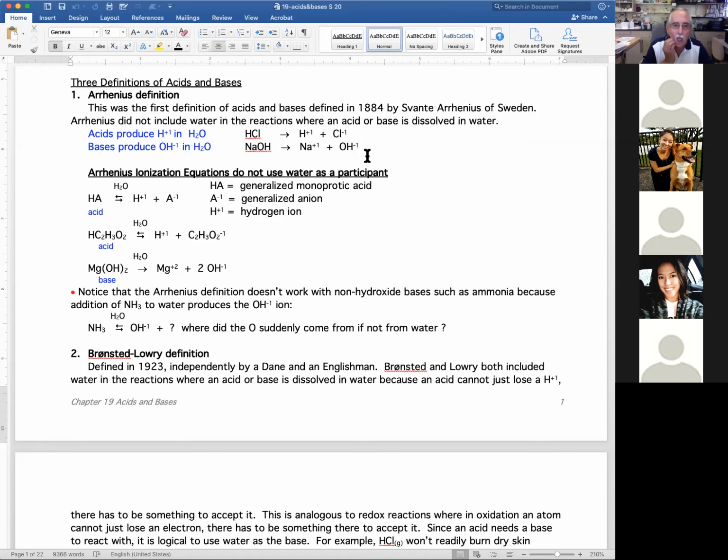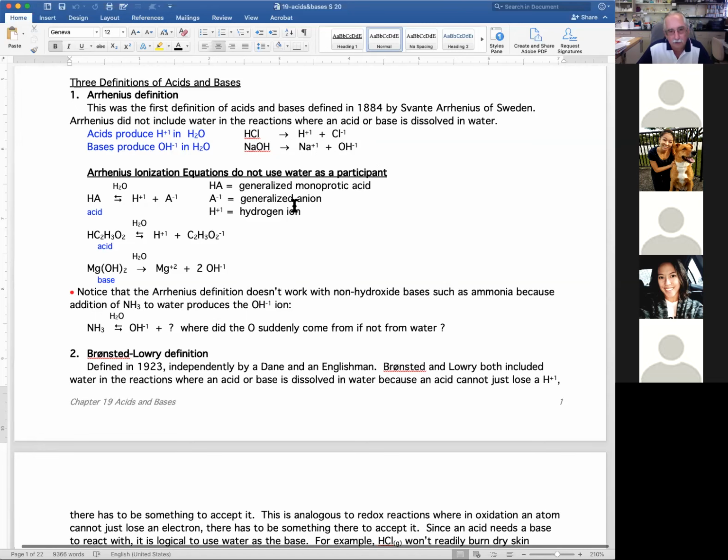And so, Arrhenius ionization, because you go from molecular to ions, we call it ionization. He didn't use water as a participant. So here's some reactions. Here's the generalized form of an acid, the generalized form of the base that it produces. And here's acetic acid, and here's how it dissociates. Here's magnesium hydroxide, and here's how it dissociates.